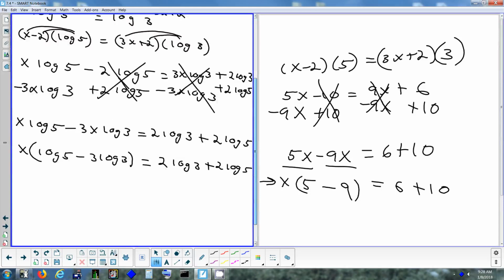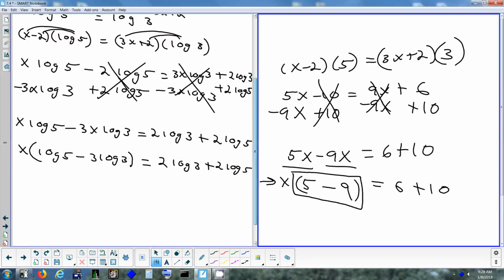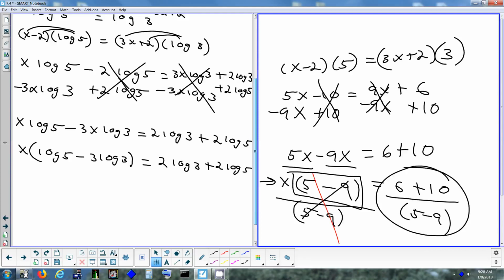All right, so the last thing I want to do is get rid of the number next to x. So how do we move the number next to x to the other side? Yeah, you divide by it. Now, I know that 5 minus 9 is negative 4, but pretend you couldn't combine them. Just divide by the number, whatever it is, and then divide by the number. And there's the answer to the problem.